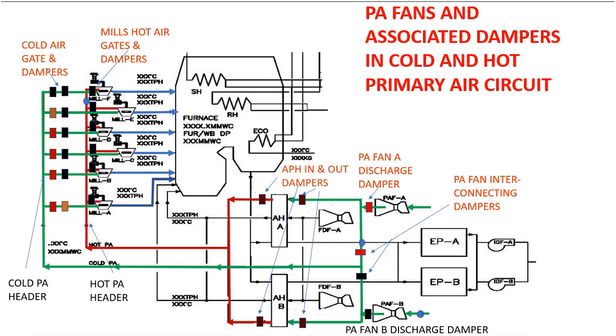When you start the other PA fan, its discharge damper will open. Similarly the interconnecting damper will also open, and the air flow will now be through air preheater B as well as the interconnecting dampers and into the cold air header as well as the hot air header. This way the PA flow will be established. Now when this PA flow is established, you have to maintain the PA header pressure around 800 millimeters of water column. So we will be continuously checking it on the control desk.